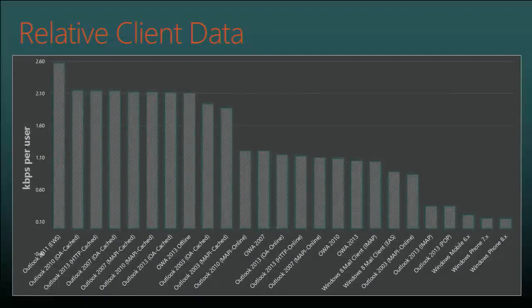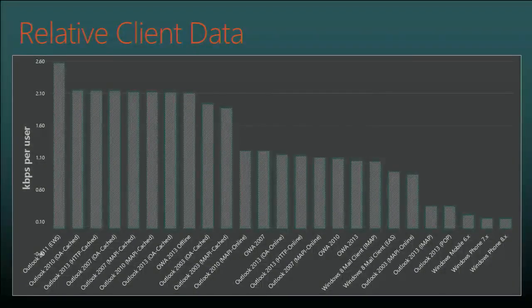Then we've got a couple. So Outlook 2003 is slightly lower. And there are some reasons for that. It's to do with the way the client formats the messages, and it's a little bit better at doing that. So if you want to run in cached mode and you're really obsessed about this, then Outlook 2003 is the best way to do that.